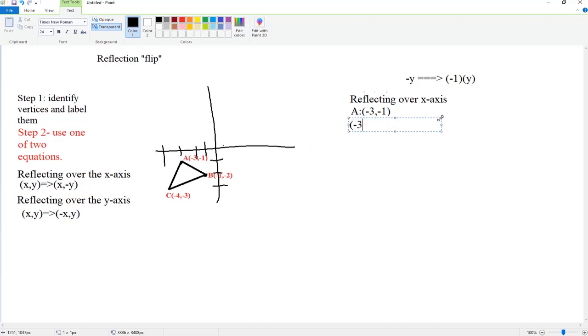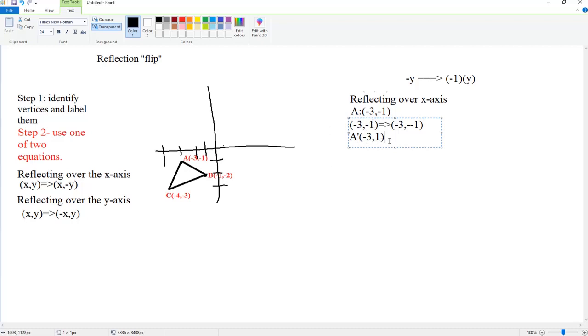So we're going to have negative 3, negative 1, and then I put my little arrow. And now I just see what I did here. My x stayed the same, so negative 3, but then I have to do negative negative 1, because remember, it's negative y. If my y is negative 1, it's negative negative 1, which we all know means positive. So my A prime is going to be negative 3, positive 1.